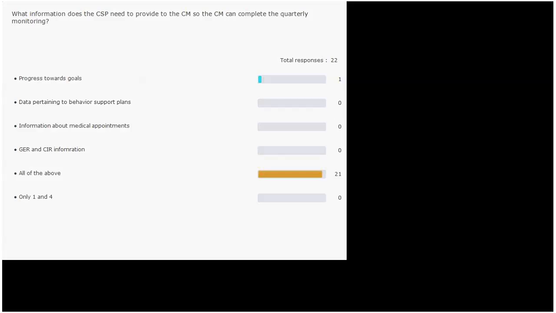So we do have another poll question. What information does the CSP need to provide to the case manager so that the case manager can complete the quarterly monitoring? It looks like all of the above is the popular answer. A+, everybody. That is absolutely right. Just as we covered, making sure that the case manager has everything they need to make sure that the plan is being implemented and follow-up occurs as often as needed.